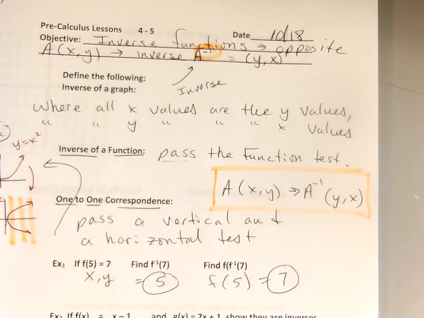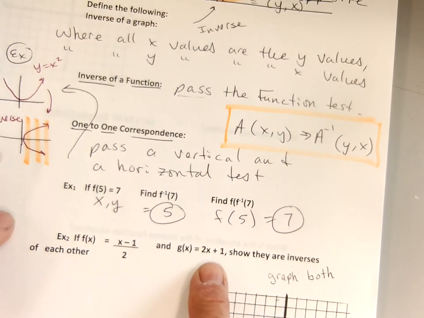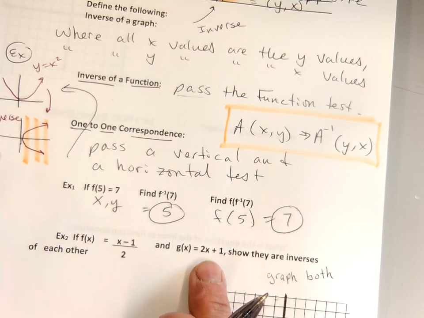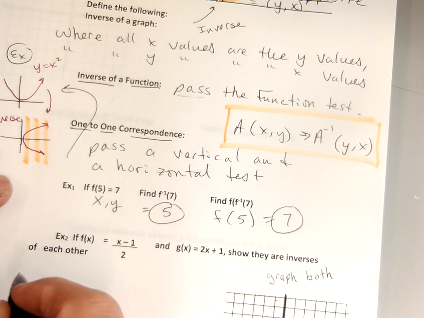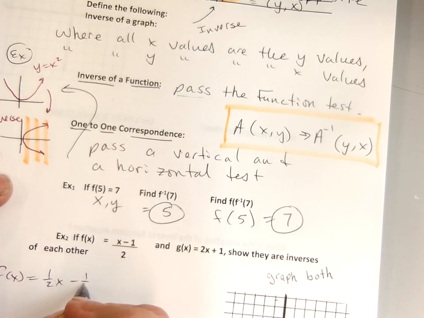Okay. Now, how do we know these two are inverses? Well, let's take a look, okay? So first of all, I'm going to graph f of x. Okay, these two lines. Let's show their inverses, okay? So if I have f of x equals, and I'm going to rewrite this as 1/2 x minus 1/2. It'll be easier to graph.